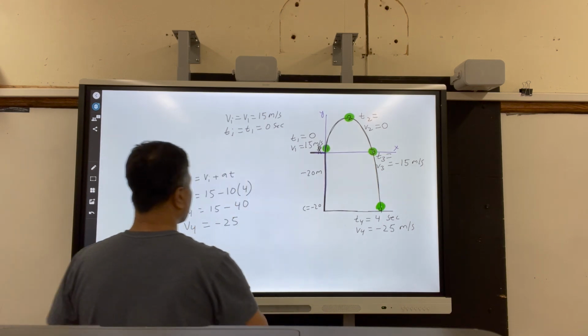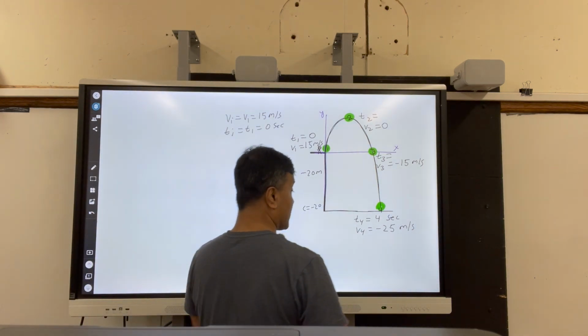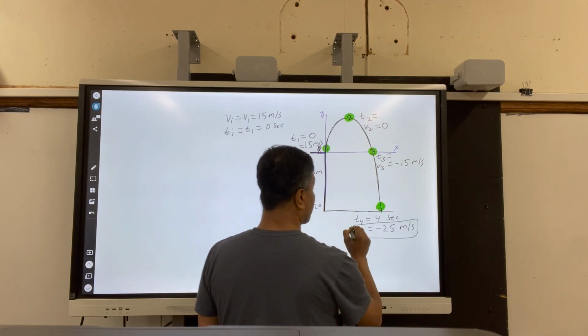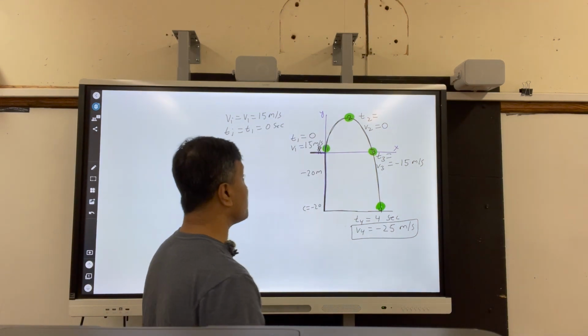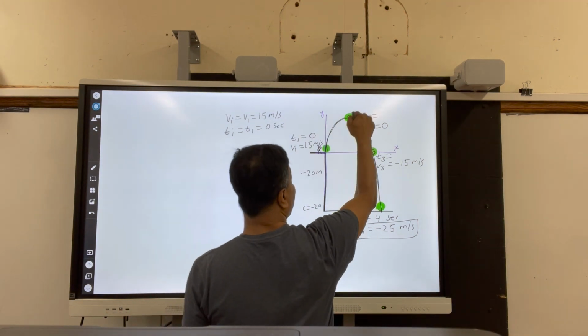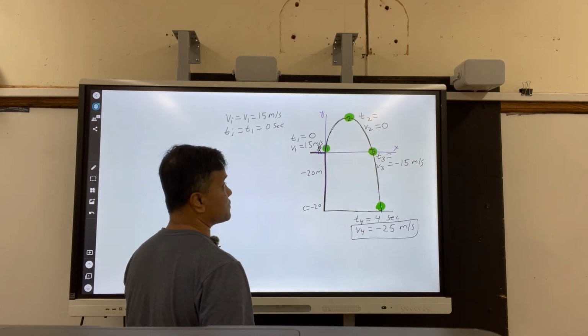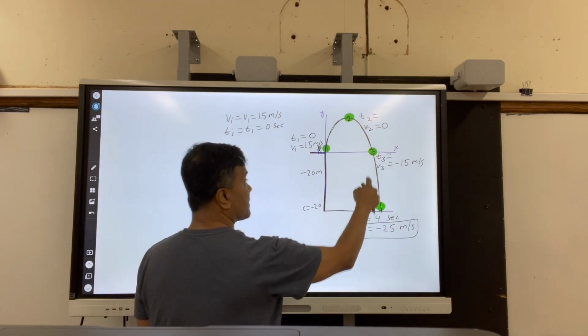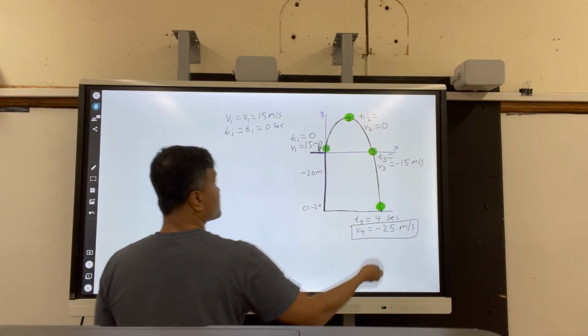Okay, good. The other question I asked you was to give me the impact velocity. Now we have found the impact velocity. I also asked you to give me the time at the top, right? Time at the top. So how can you find the time at the top? You just can't. You have to find the time right here, t3. Once you find t3, that gives you t2.